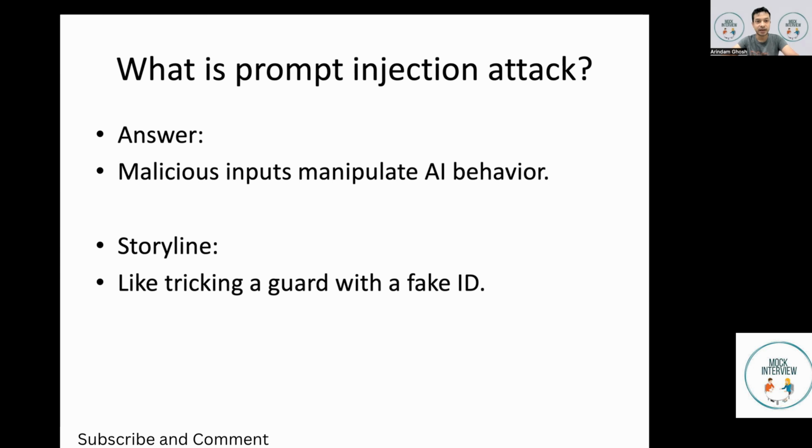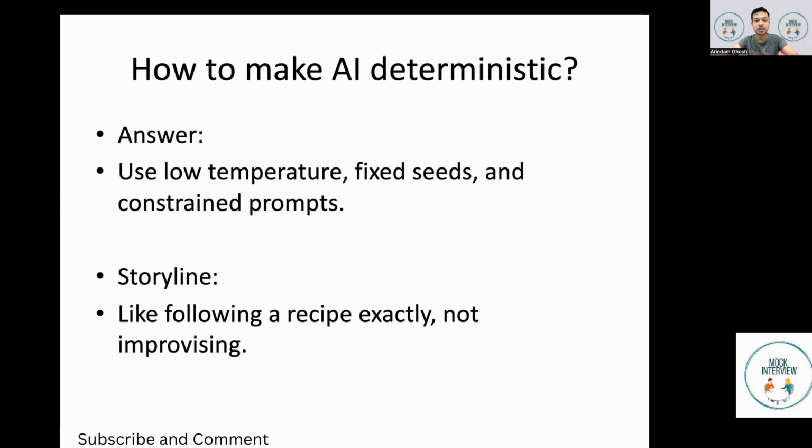So any PII data, somewhere it is going inside the prompt or through the prompt. So that can be there in the model and someone else can take out those details from the model as well. So be aware that any kind of personal identification should not go into the model, right? Into the public models mainly. Great. Next question, how to make AI deterministic? Answer, use low temperature, fixed seeds, and constrained prompts. Storyline, like following a recipe exactly, not improvising.